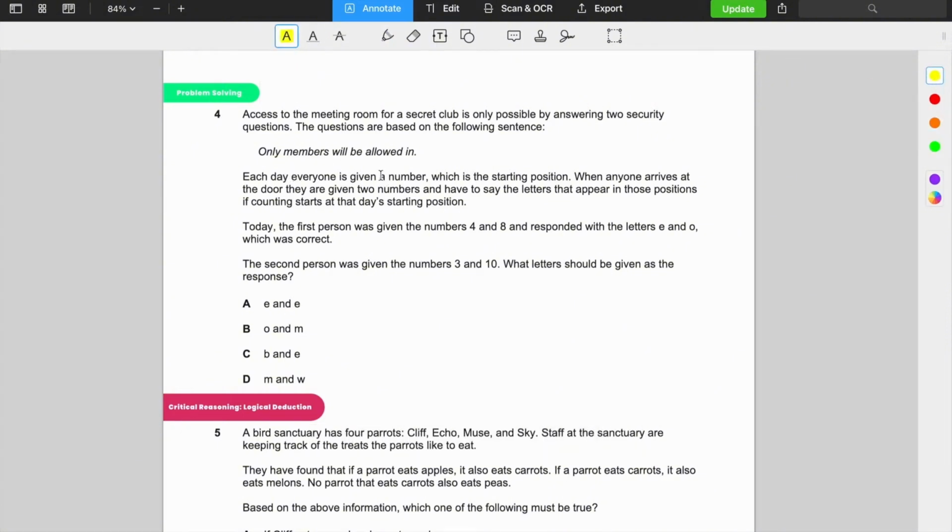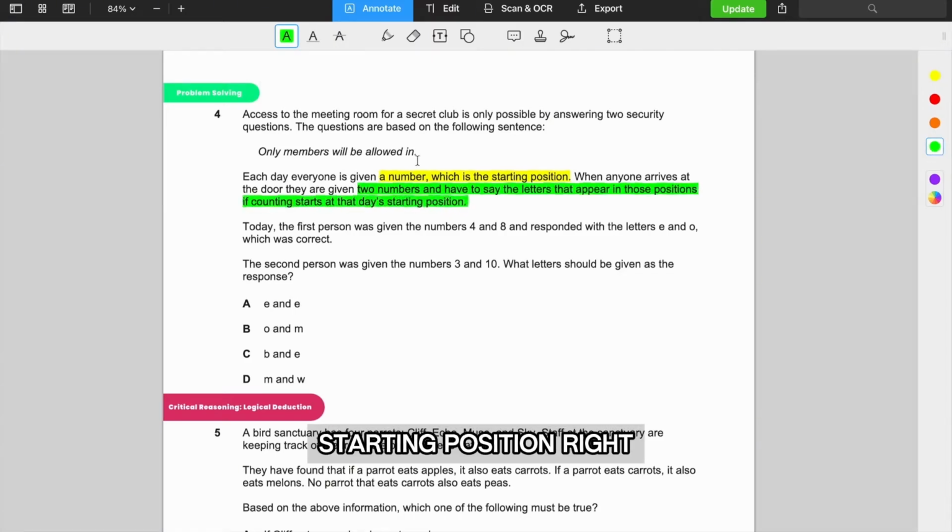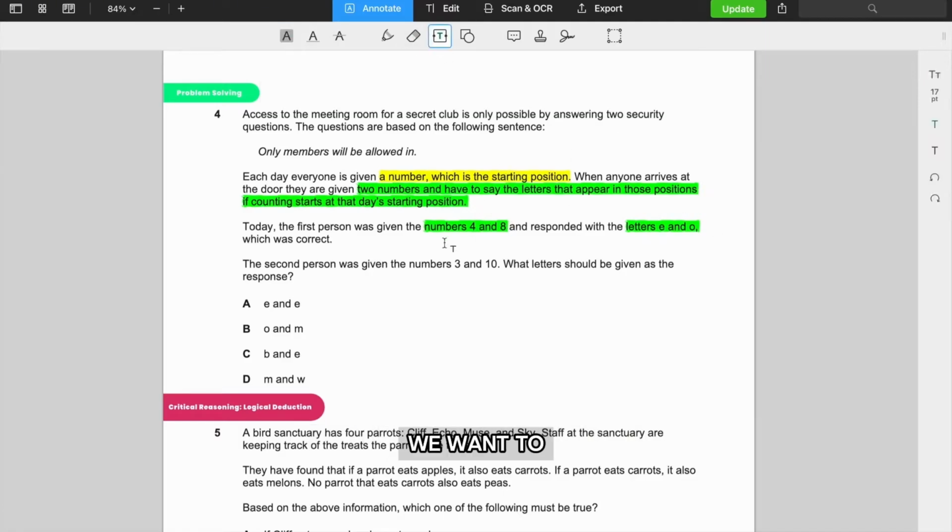The starting position, okay, so the first number, which is the starting position, and then the next 2 numbers, which are the letters that appear in those positions if counting starts at that day's starting position. Right, so the first number is the starting position, and the other 2 numbers are the letter positions from that counting start. Today, the first person was given the numbers 4 and 8. So these are the second 2 numbers, right? And responded with the letters E and O. So the 4th position and 8th position correlate with E and O. So we want to find the starting position.